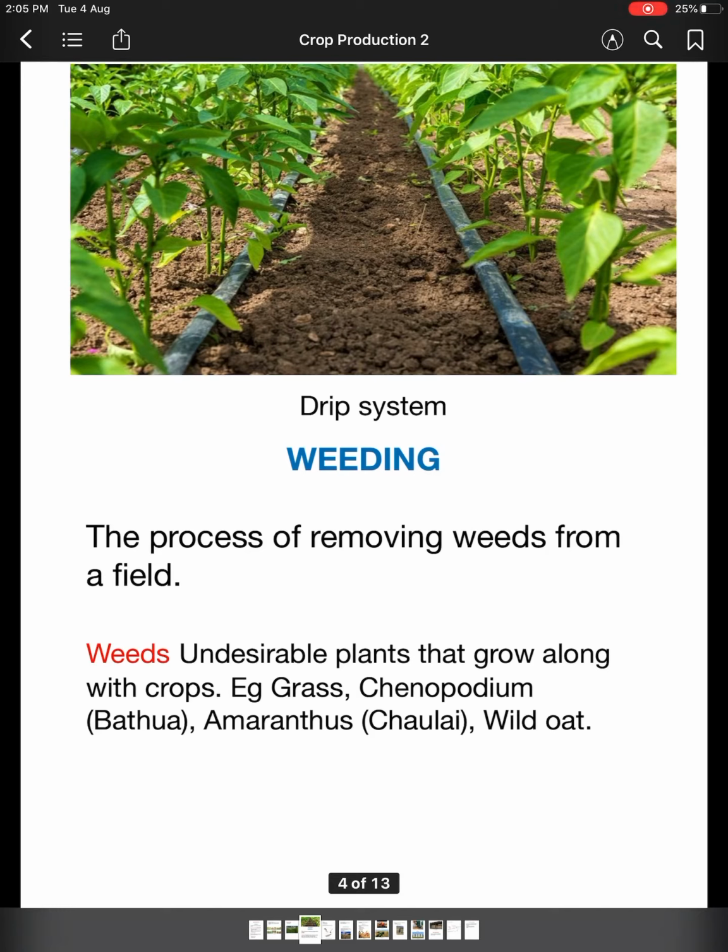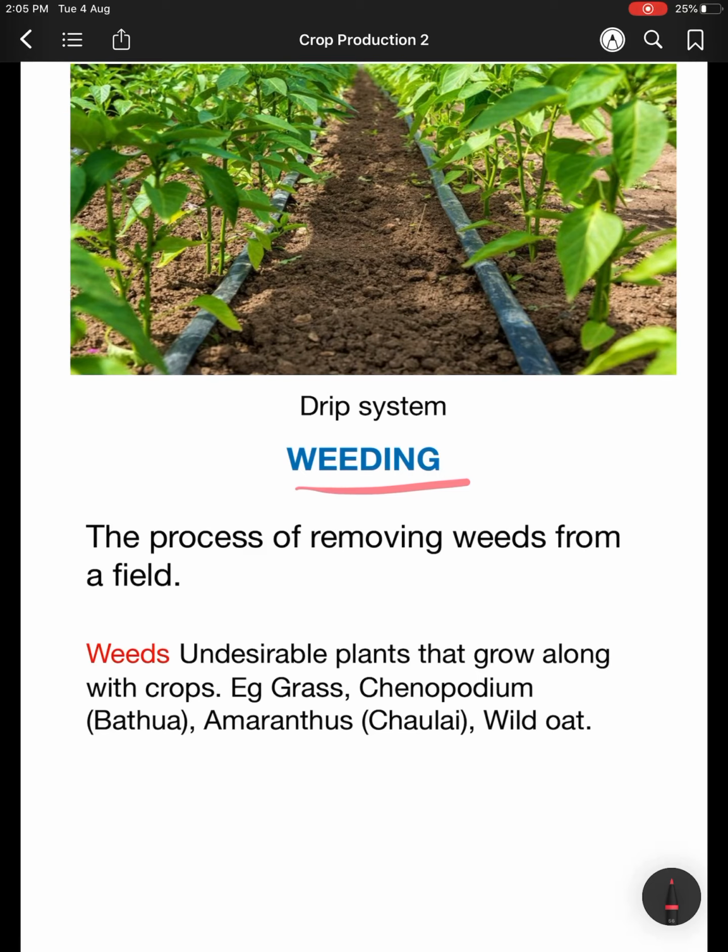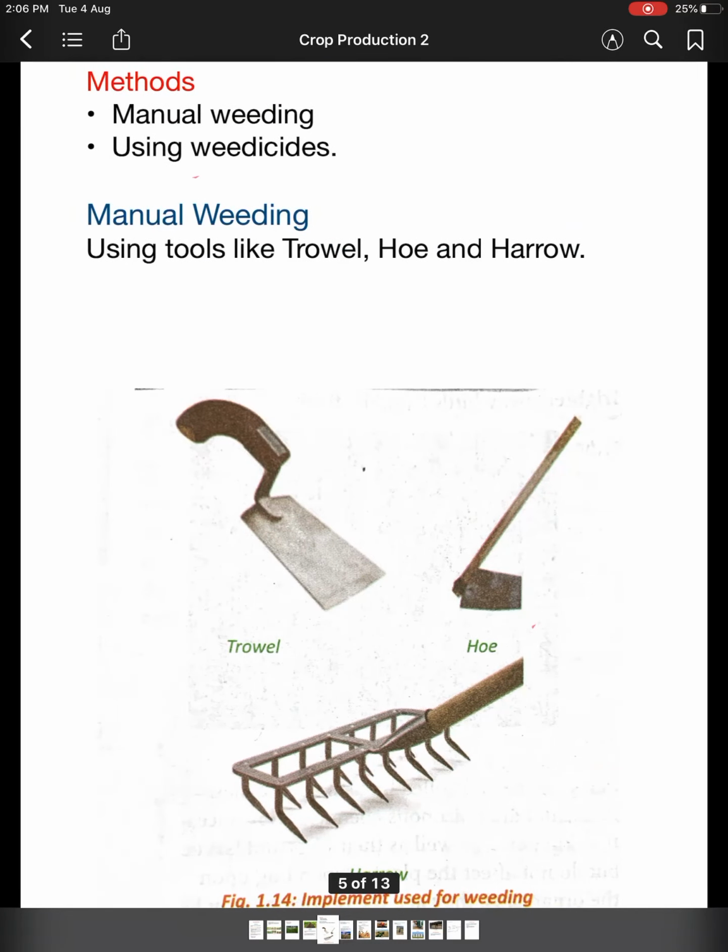After irrigation, the next step in crop production is weeding. What is weeding? The process of removing weeds from a field is called weeding. Now the question is, what are weeds? These are the undesirable plants that grow along with crops. The most common examples of weeds are grass, chenopodium, that is bathua, amaranthus, that is cholai, and wild oat. Weeding is important because if weeds are not removed, then they compete with crop plants for water, nutrients, space and light, and therefore reduce the crop yield. So it is important to remove these weeds.